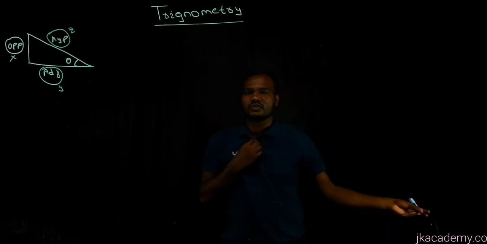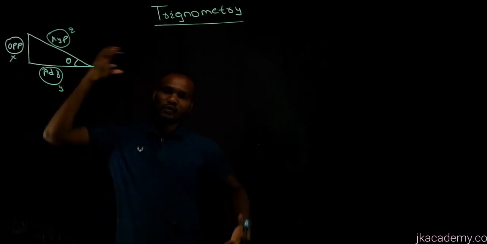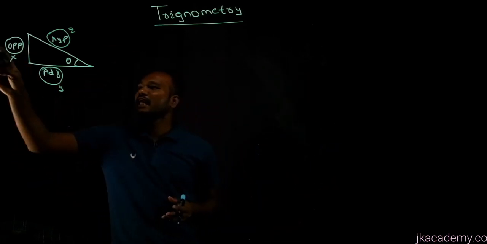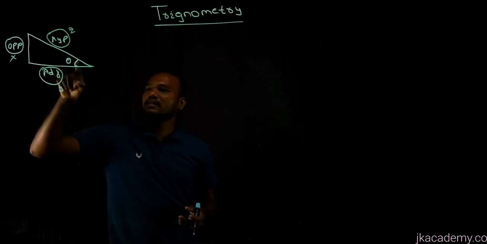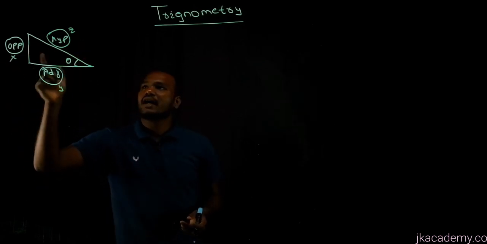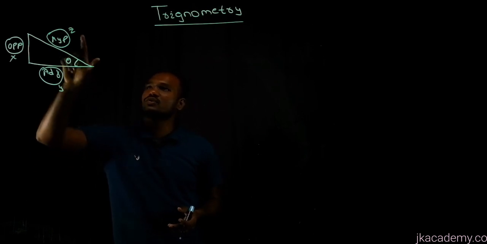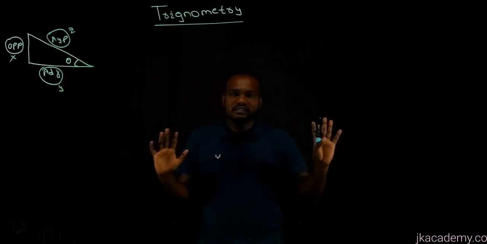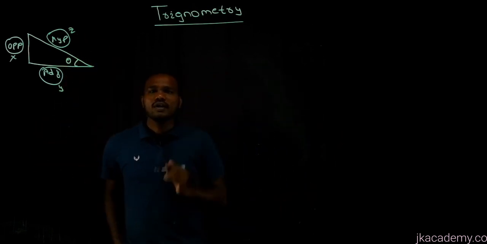What did I do? I took the opposite and put that in a ball, and I named that ball X. Another two balls again I took. I put adjacent in one and hypotenuse in the other, and I gave different names to these. Is that okay? Yes.